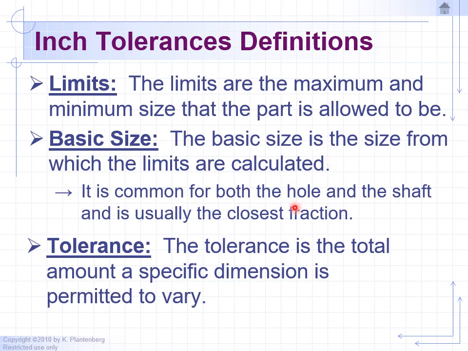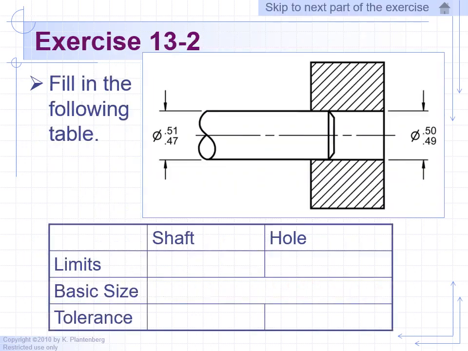When it comes to dimensioning the diameter of a hole or a shaft, you typically go with the closest fraction. So a common diameter for a shaft or for a dowel pin can be a 1 inch, half inch, quarter inch, eighth inch, 1/16 inch diameter, 7/16, 31/32nds. So what you commonly see on a ruler. Tolerance is the total amount specified dimensions are permitted to vary. That's your wiggle room.